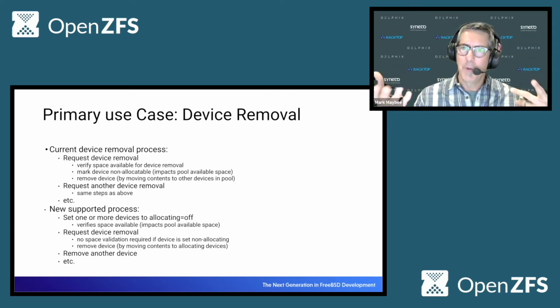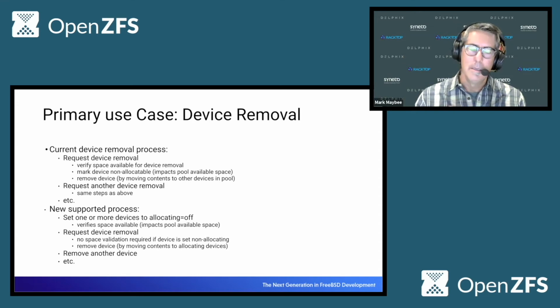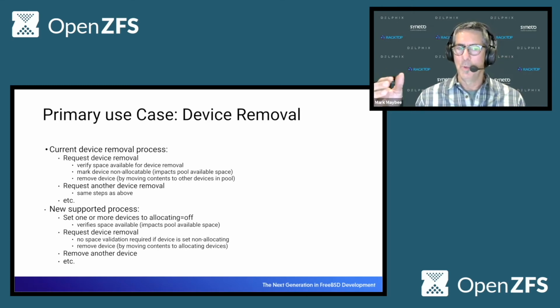Now that we have this property, and the reason we have this property, is that now you can do this at a more efficient level. So if you want to remove multiple devices, you can set allocating off explicitly on all those devices, and that will immediately verify there's enough space to remove all those devices from the pool. And now you can issue your removals one at a time for those devices and not worry about getting new data into the device you're about to remove a little bit later.